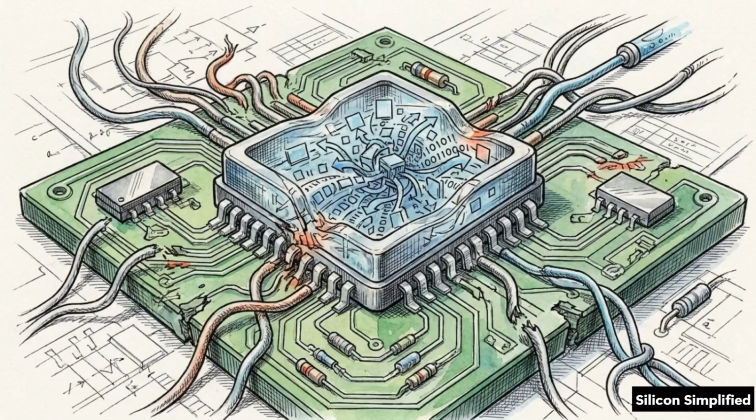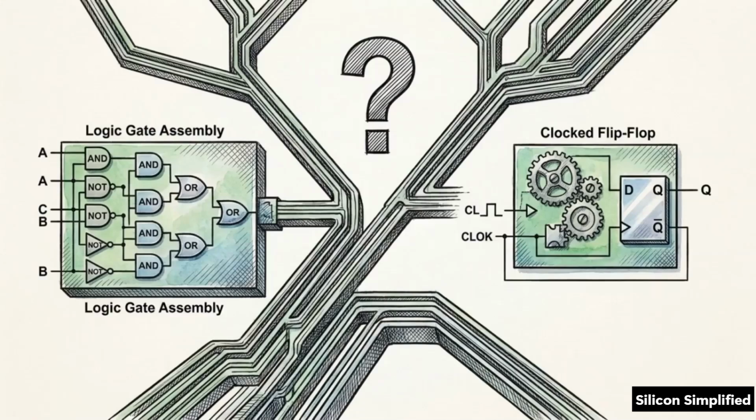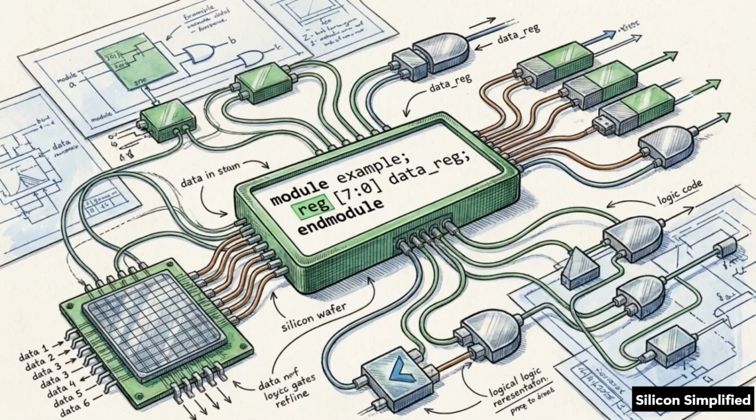If the code is ambiguous, the synthesis compiler may default to creating an inferred latch, a component that traps data unpredictably. The legacy Verilog always block is susceptible to this. It forces the compiler to analyze event controls to guess if the designer intended to build combinational logic or a sequential register. Data types can be equally misleading.